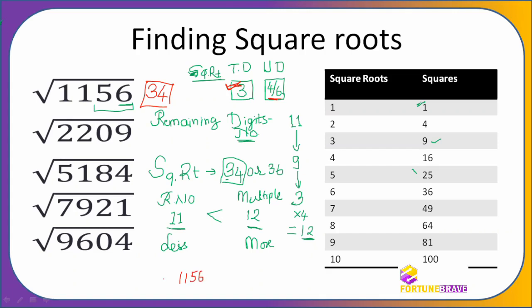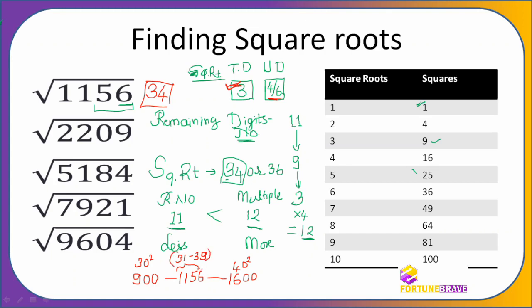1156 lies where? It is more than 900, and it is less than 1600. What are these numbers? These are the previous perfect tens square and the next perfect tens square. This number lies between 30 square and 40 square. So this can be 31 to 39 square. It has to be between these 9 numbers.